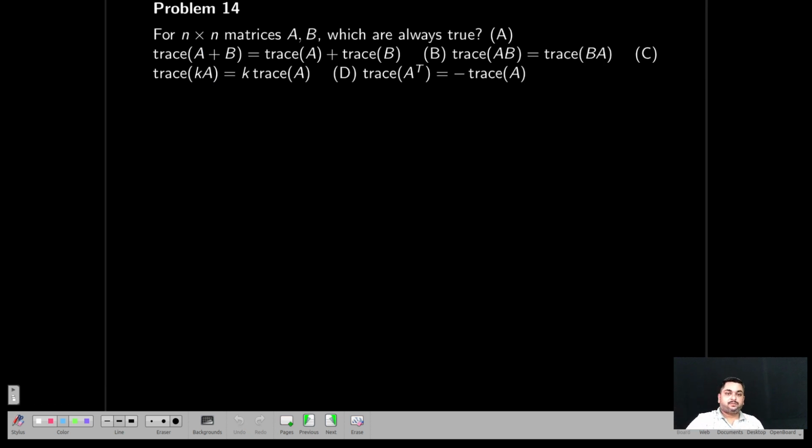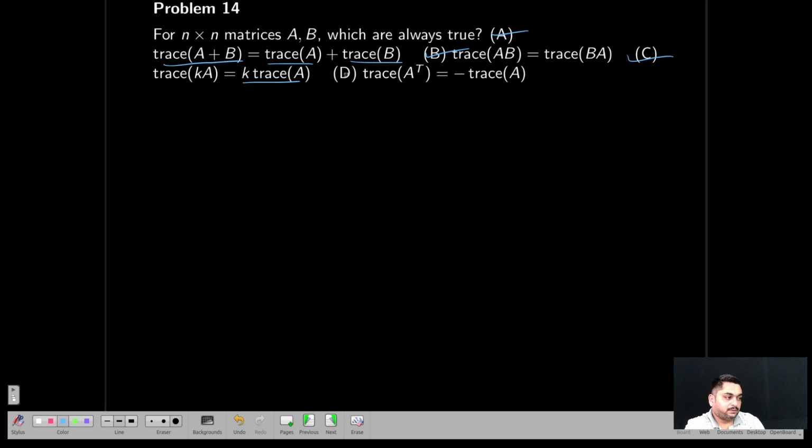Next, for n cross n matrices A, B, which are always true. So there are two matrices A, B, and which of them are always true. Trace of A plus B is equal to trace of A plus trace of B. So this is true. Trace of AB equal to trace of BA, that is also true. Trace of KA is equal to K into trace of A. This is the property of trace.